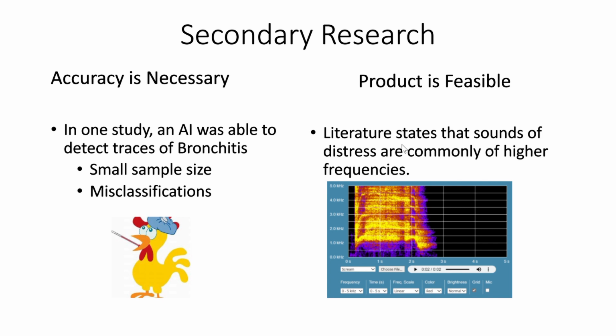In our secondary research, we found one study where an AI was able to detect traces of bronchitis in a room of 20-30 chickens.